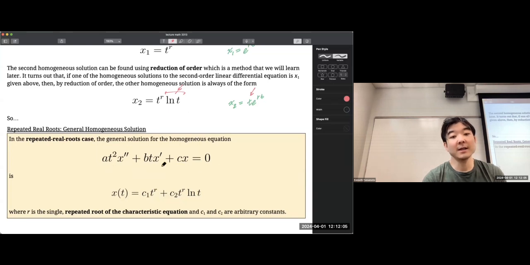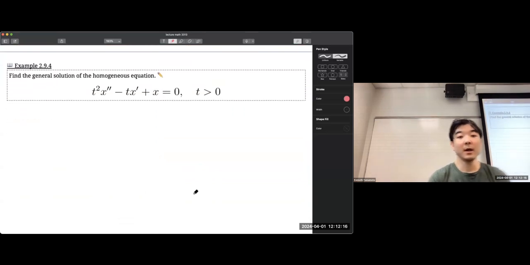So the punchline is that if you have a second order Euler equation like this, and you get repeated roots, one of them will be t to the r. The other solution will be t to the r ln of t. So let's just do an example.